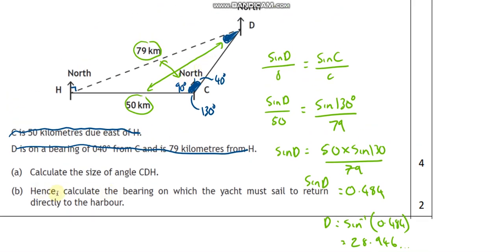Now it says, hence calculate the bearing on which the yacht must sail to return directly to harbour. Great question. So it's saying, right, what bearing? So I'm up here. I'll do this in orange. I'm up here. What bearing will take me to the harbour? So it's like all the way around here. That's your bearing. So that's the bearing to that line. So you go all the way around to here. That would be the bearing to harbour.